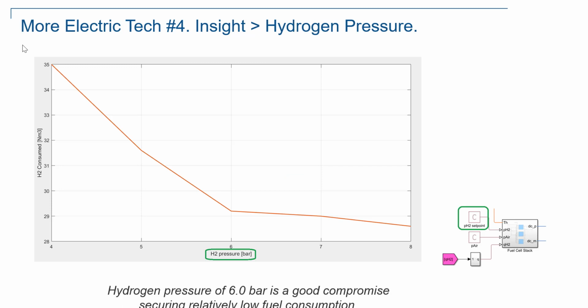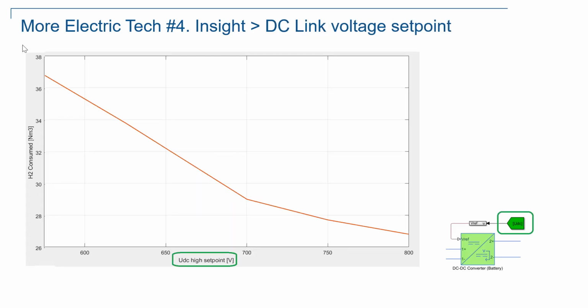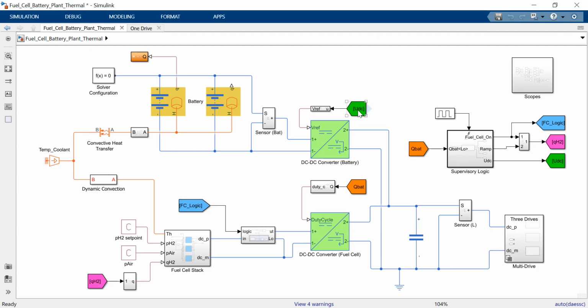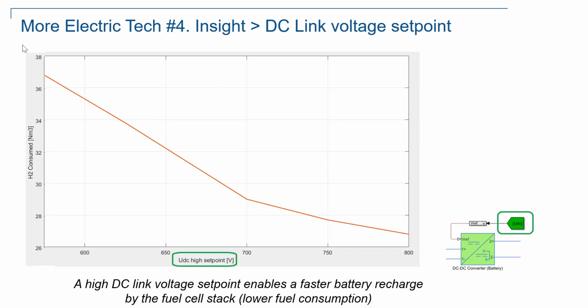Another key element is the DC link voltage set point. A higher voltage when the fuel cell kicks in accelerates the recharge process and minimizes fuel consumption. Then in that situation, the challenge becomes safety. How high can we go with that voltage?